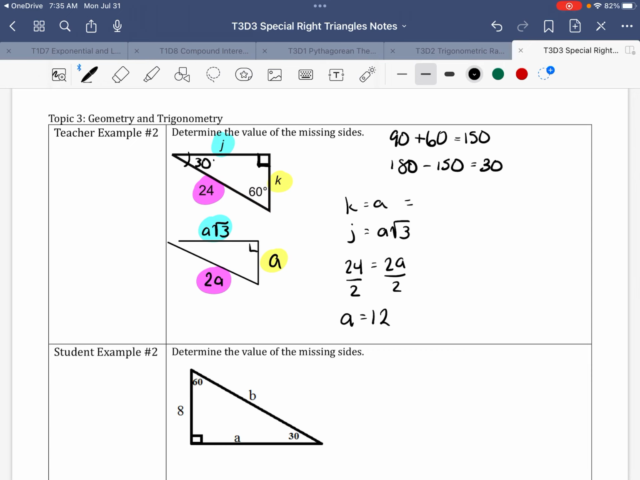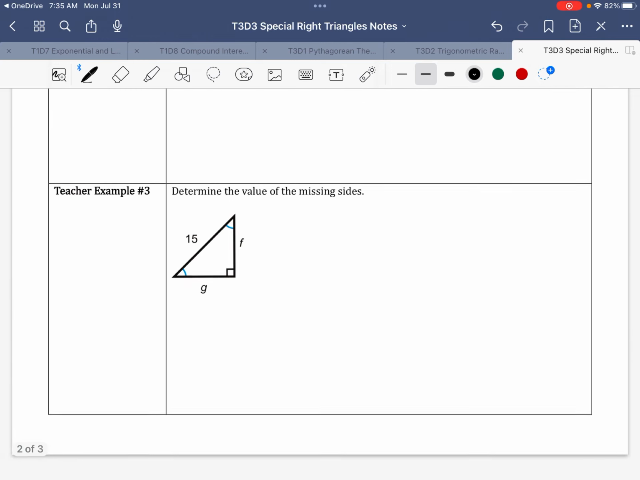Great. Now anywhere that I see an A, I can plug in 12, which means K is equal to 12 and J is equal to 12 square root 3. All right, so K equals 12, J equals 12 square root 3. Go ahead and try student example number 2 on your own.